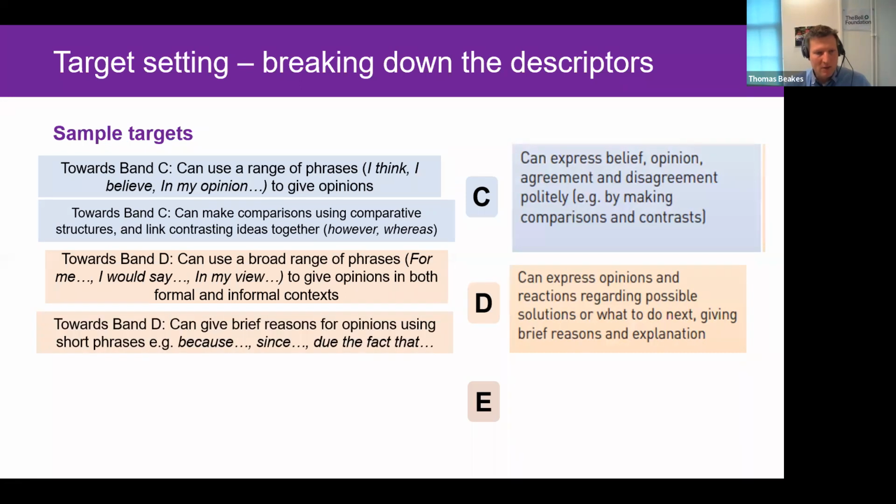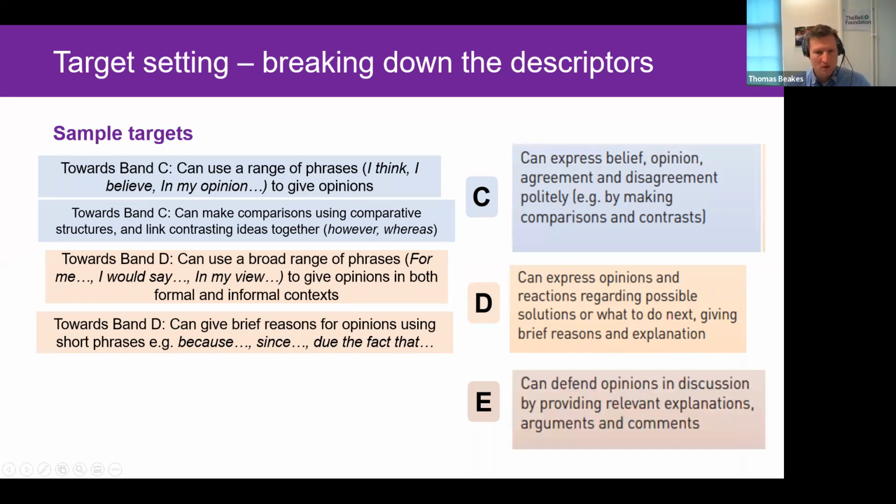And we might want to also split this out because this descriptor talks about giving brief reasons and explanations. And I think we can make that a separate thing. One of the key things they need to do that is use these linking phrases, because, since, due to the fact that. That's a typo, it should be due to the fact that, not due the fact that.